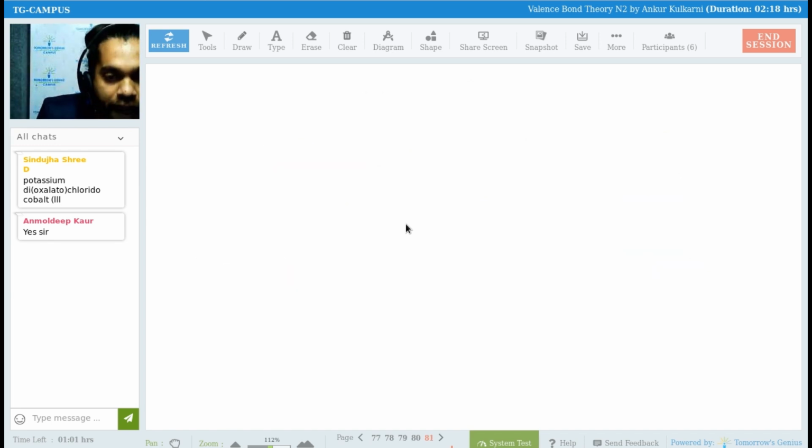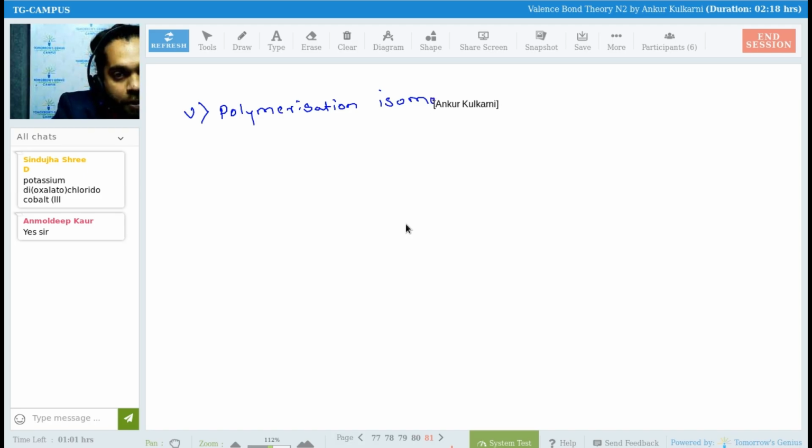Okay, then we have the polymerization isomerism. Same thing, something is going to happen with a polymer. So what is happening over here? Your monomer will become a dimer, trimer, etc.